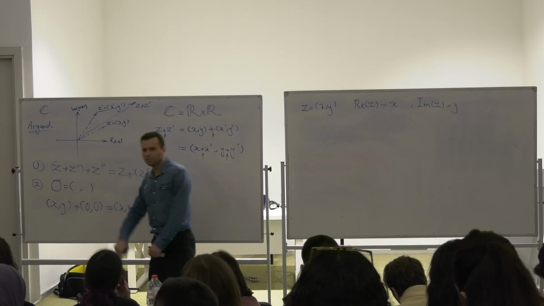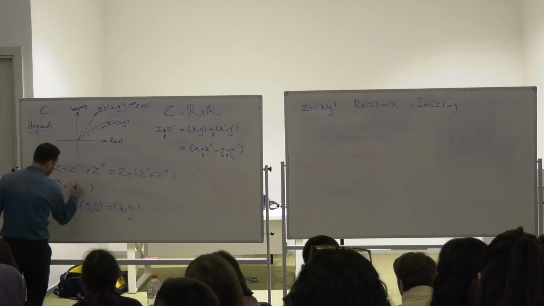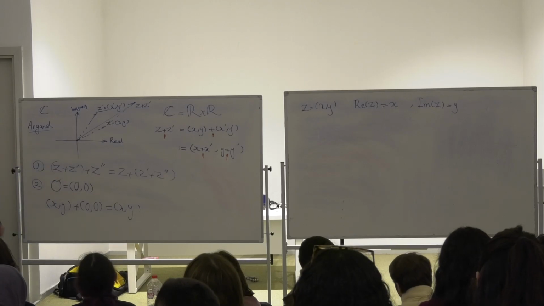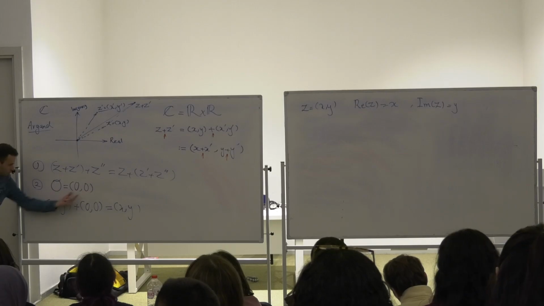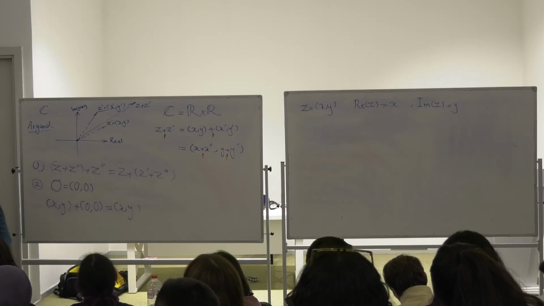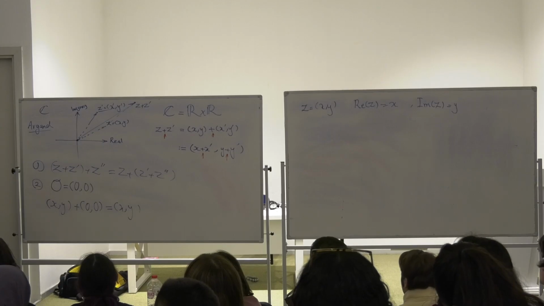Is this true? If I add this (0, 0) here, which is this point actually, is this going to behave as the identity of addition? If I add this point to any complex number, the result is going to be like this. Okay? Good. So we have an identity.